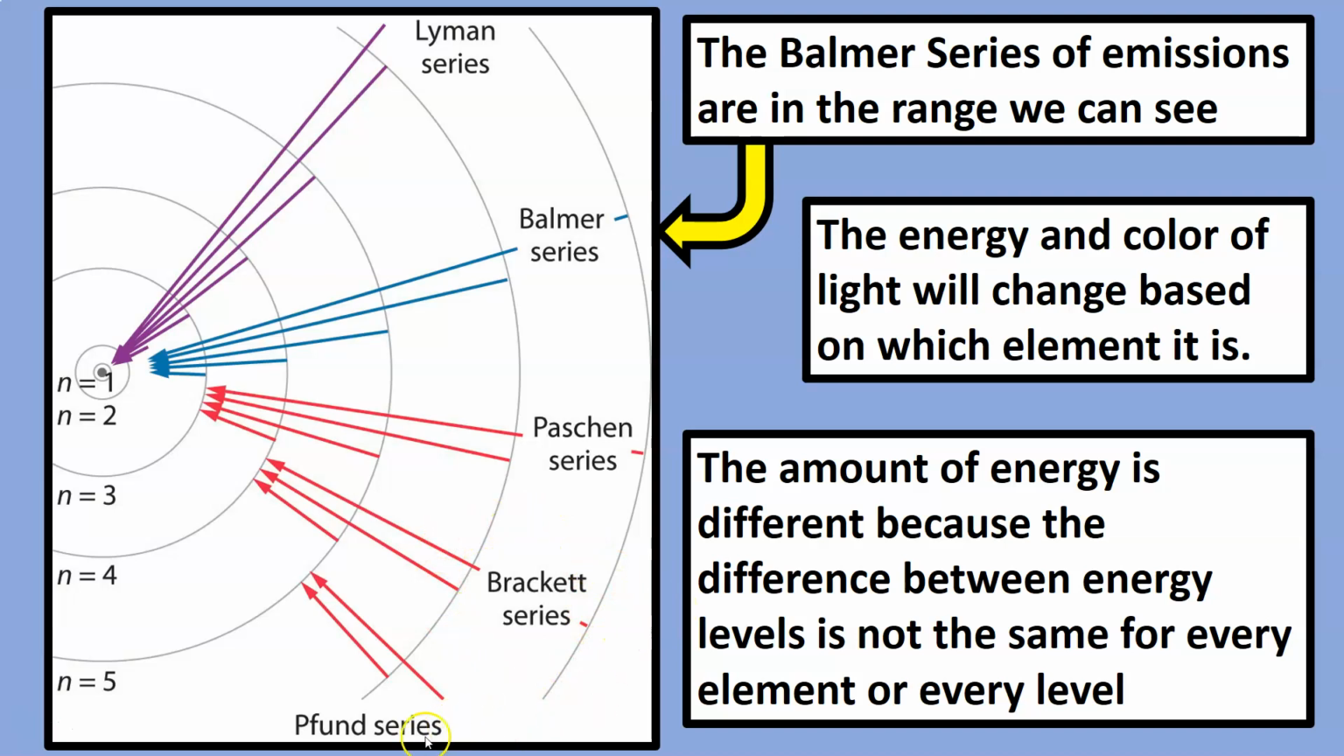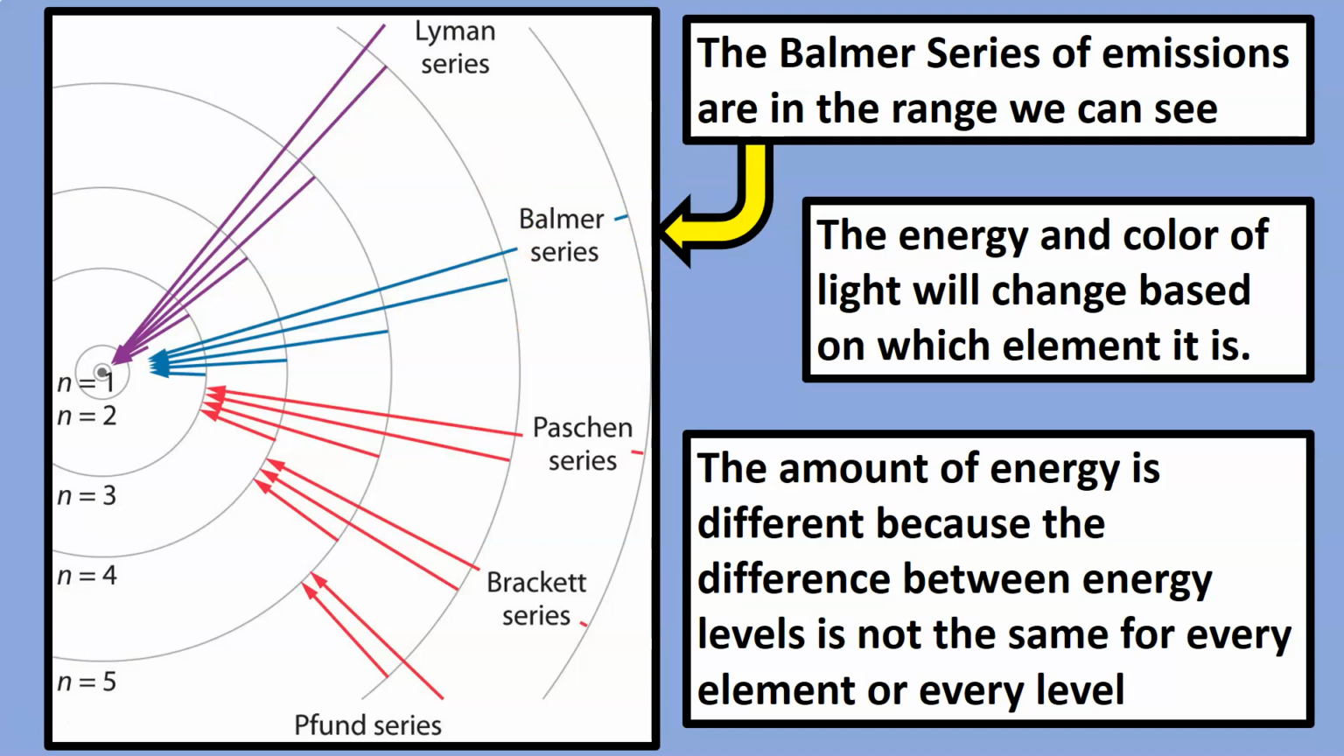These are all transitions that can happen based on the element you have and how much energy you're giving it. But the series of emissions that we can see are in this Balmer series, okay? So I like showing you this graph because it shows you that we can be doing lots of different emissions. Our electron can be dropping from lots of different levels, starting and stopping at different places. But the ones that we can see are just this one small set called the Balmer series, okay?